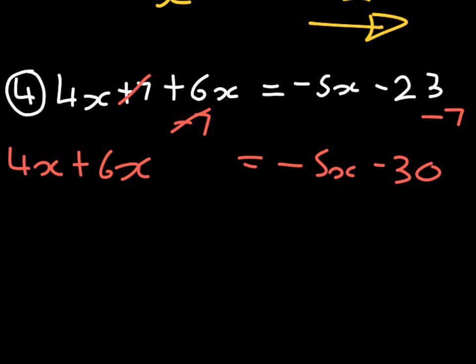Our next step is to move all of our variable terms over to the left-hand side. As we can see, we have already got 4x plus 6x on our left-hand side. This can actually be simplified to 10x, as we know that 4 plus 6 is 10. Therefore, 4x plus 6x will give us 10x.